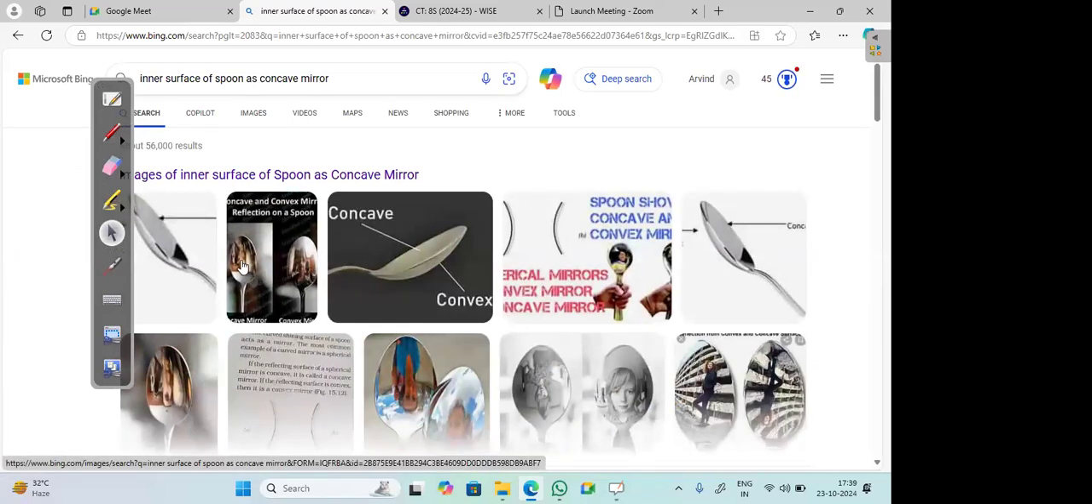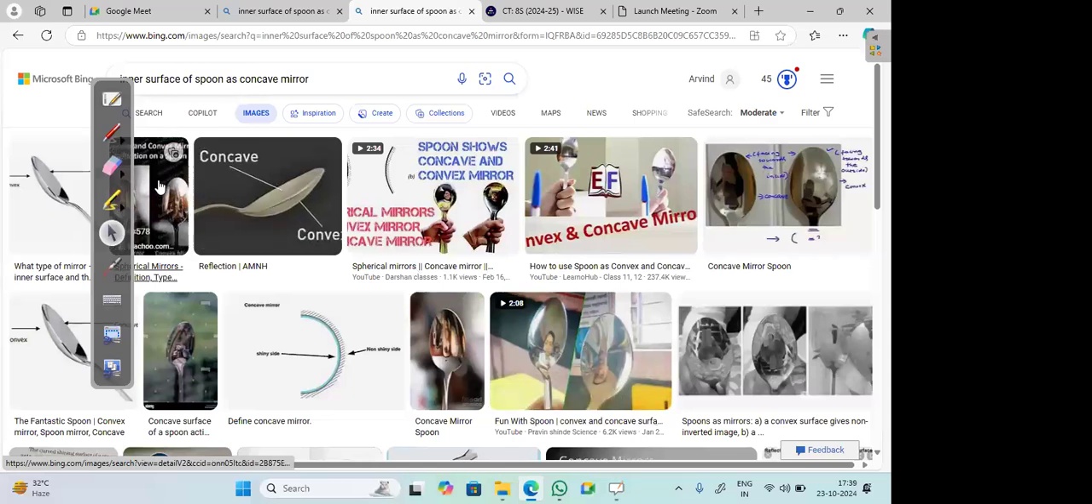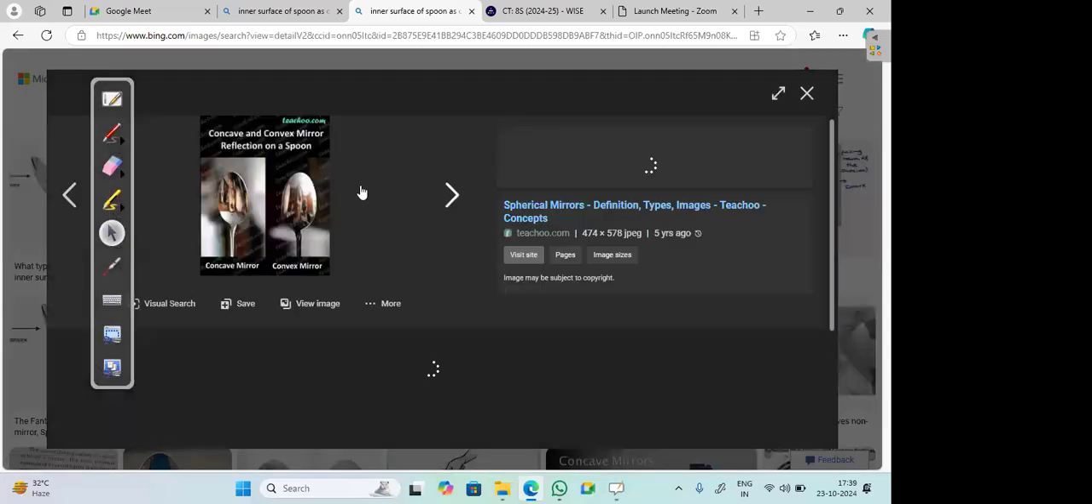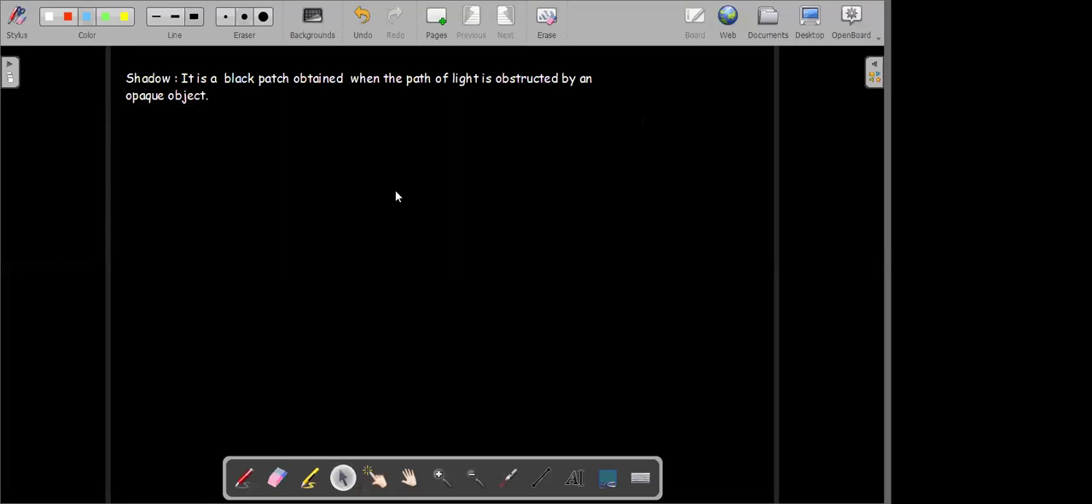Right? So just like this. In this one, you can see two surfaces have been shown here. Okay, this new one, let me show this one. All right, here you can see this one shows an inverted image, whereas the outer portion shows the upright image. So here you see an inverted image in the inner part of the spoon. That is a concave mirror.